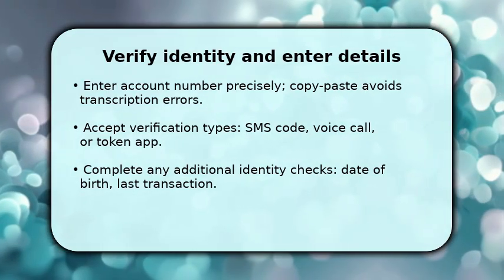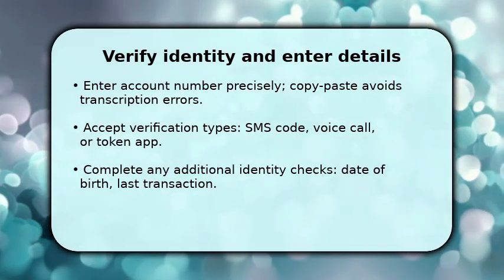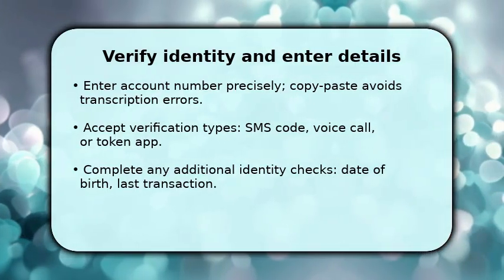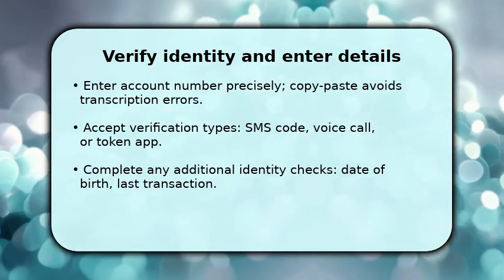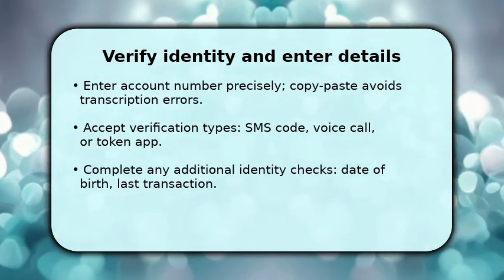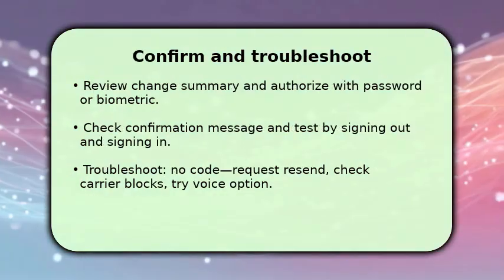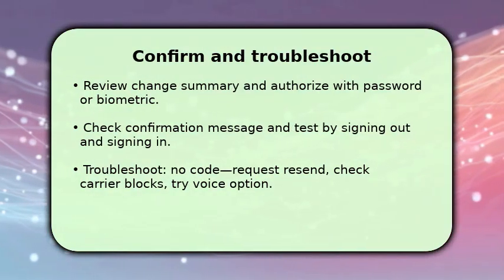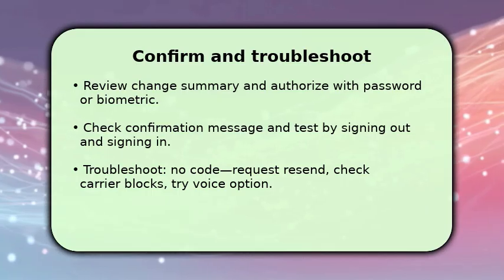Make sure to respond to any secondary identity prompts like birth date or recent transaction amounts, because these confirm you are authorized to link the phone to that specific account. You finish by reviewing the summary and confirming the link with your password or biometric. This authorizes the change in the system.